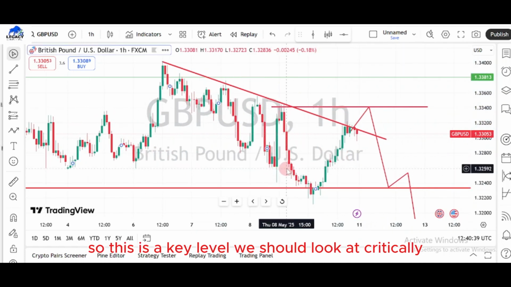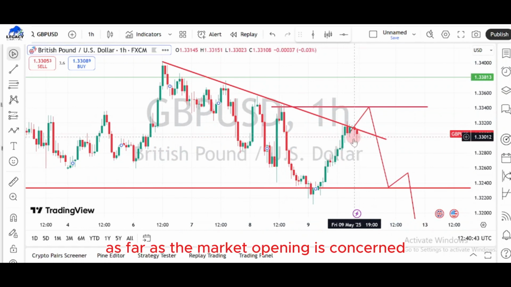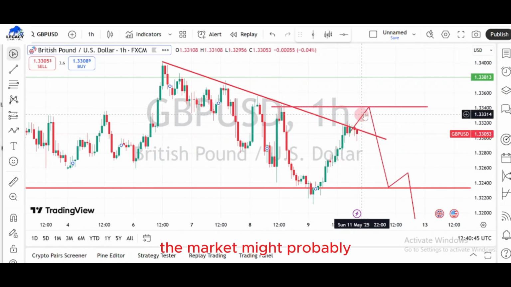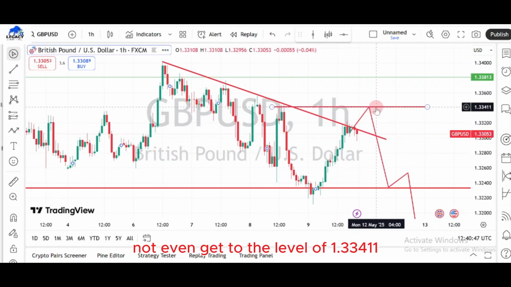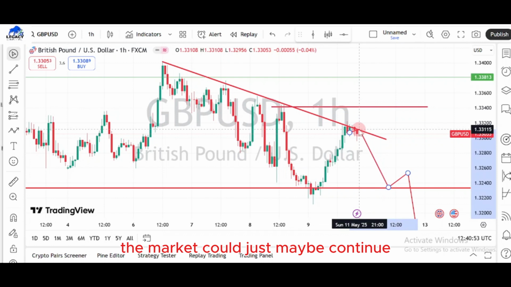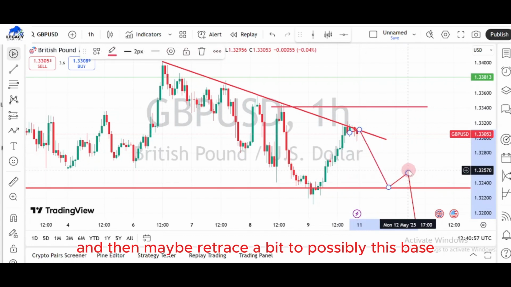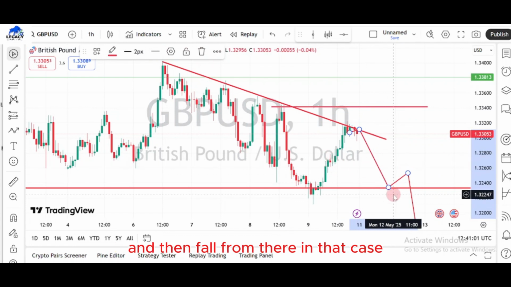So this is a key level we should look at critically as far as the market opening is concerned. The market might probably not even get to the level of 1.33411 because of this trend line. The market could just continue to retrace right from here, test back this zone, and then maybe retrace a bit to possibly this base and then fall from there.